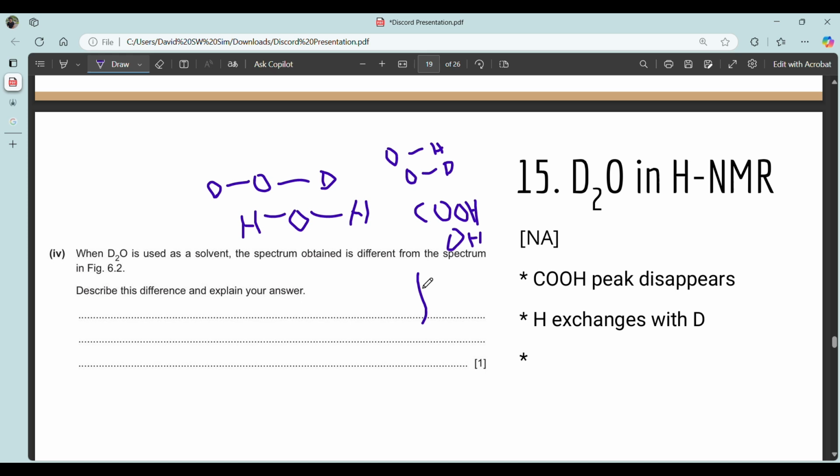Like if you do the experiment without D2O, you probably get a peak here because of OH. Then when you do it with D2O, the peak just disappears. So when you're asked to answer this kind of question, you just say the COOH peak or the OH peak, depending on what molecule they give you, disappears because the H atom exchanges with D. Alright, get it?